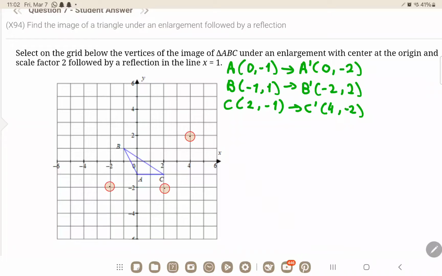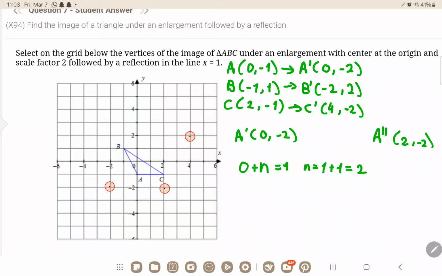When they tell us line x equals 1, it's like x equals -1, but you're gonna equal it to 1 instead of -1. Let's start. So A prime, which is 0, -2. The -2 is gonna stay the same. Now 0 plus n equals 1. So n equals 1. 1 plus 1, 2. So A is 2, -2.